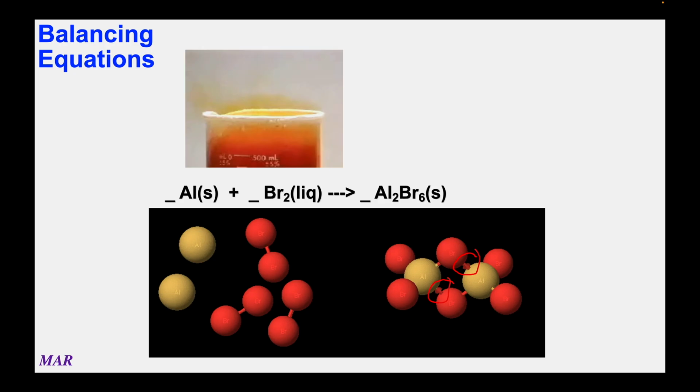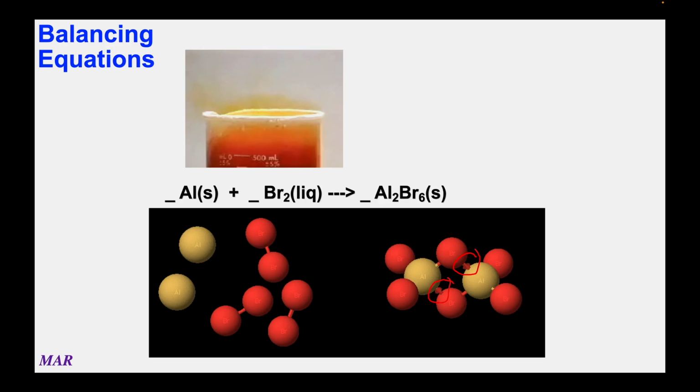But aluminum likes to bond with other aluminums. We'll see that more in a future lecture. For right now, just take it as a leap of faith that Al2Br6 is made. So if you wanted to make Al2Br6, the first thing you'd have to do is figure out how much aluminum you need, how much bromine. So we need to balance this reaction.